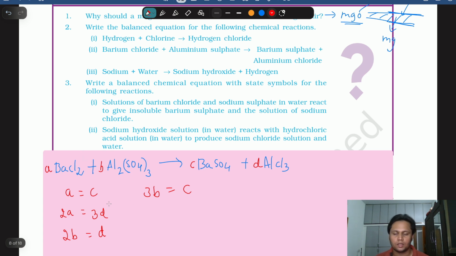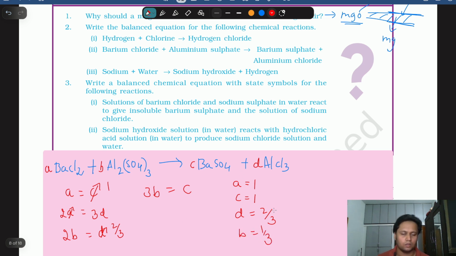Now what we have to do is make any one of the coefficients as 1. So I'll make C as 1. If I make C as 1, what will be A? A is equal to 1. So A becomes equal to 1, C is equal to 1. If A is 1, what is D? D becomes 2 divided by 3. So if D is 2 by 3, then what will be B? B is 2 by 3 divided by 2, so B is equal to 1 by 3.